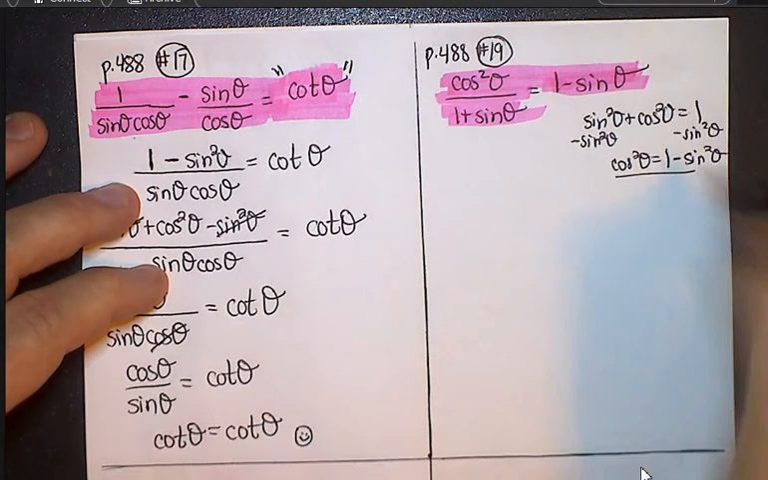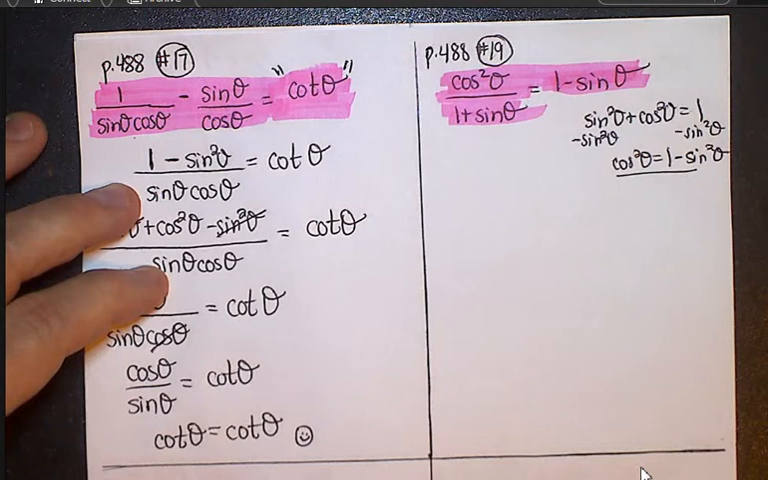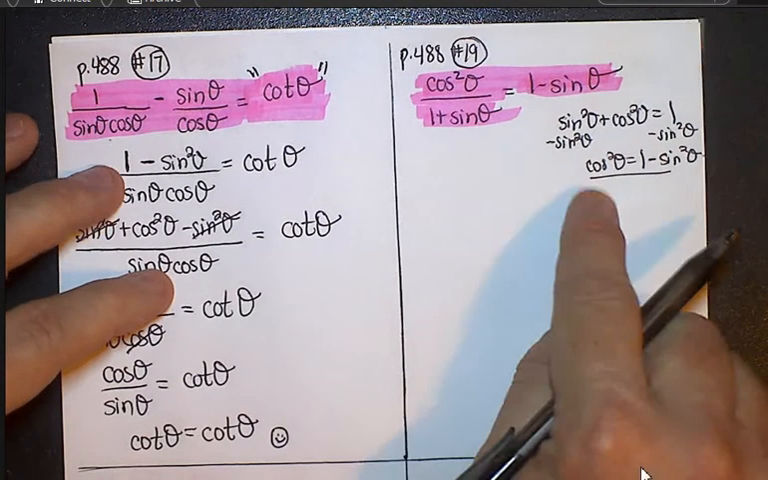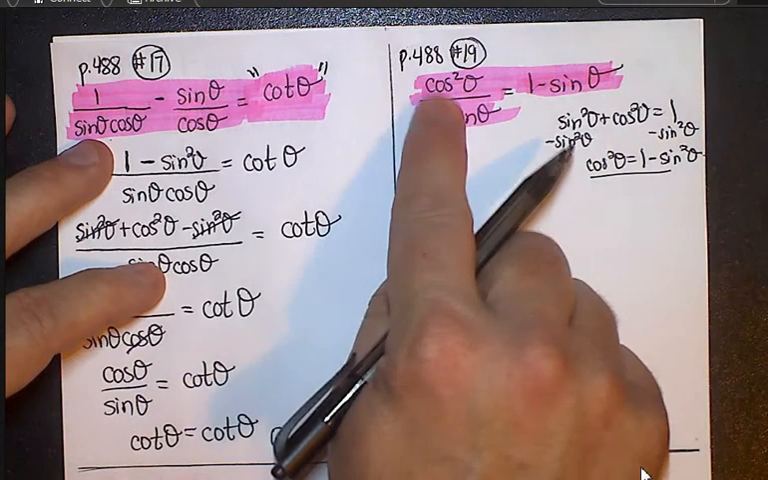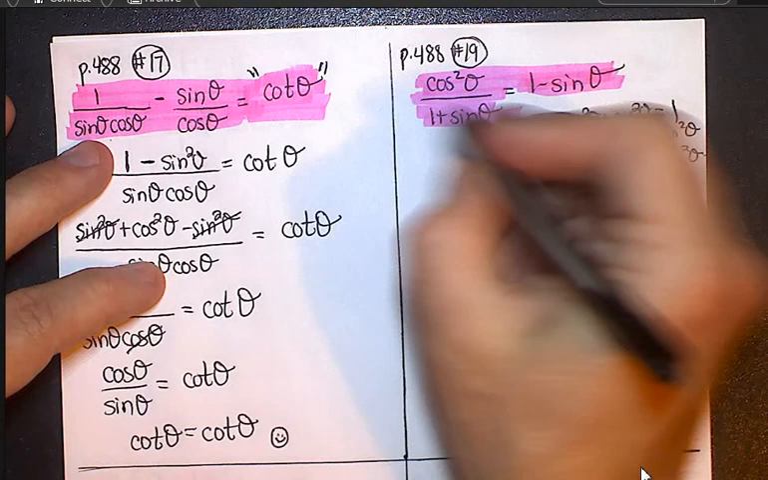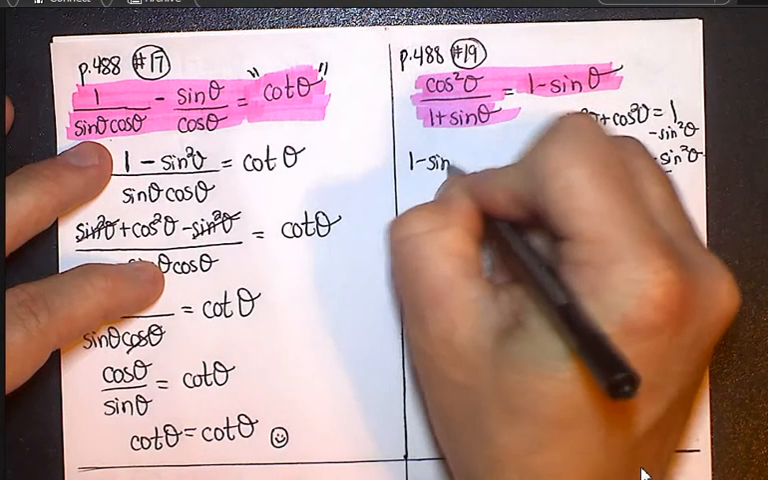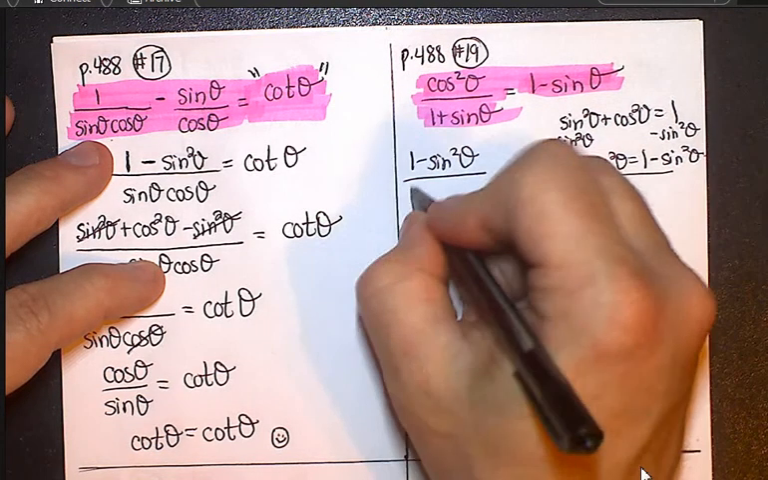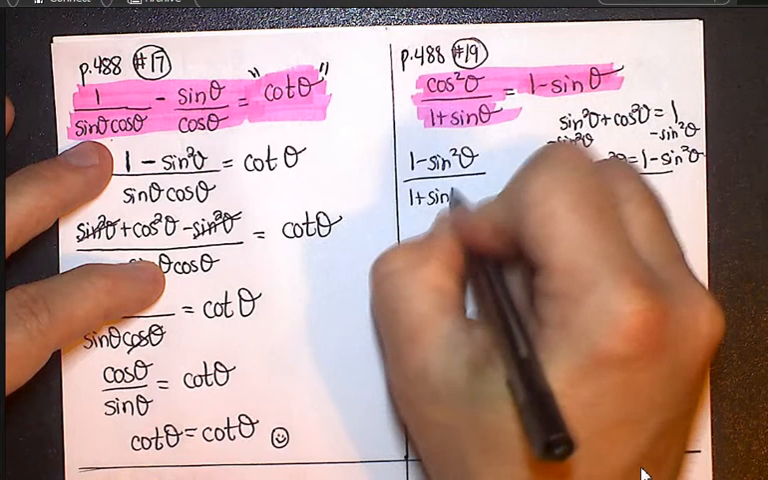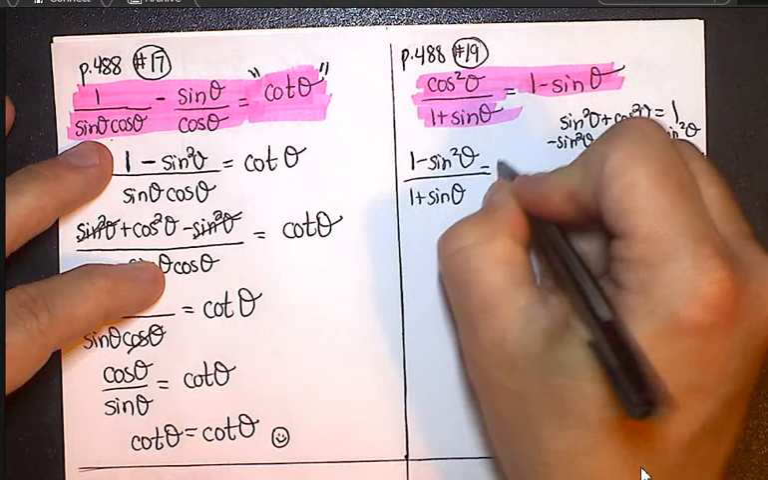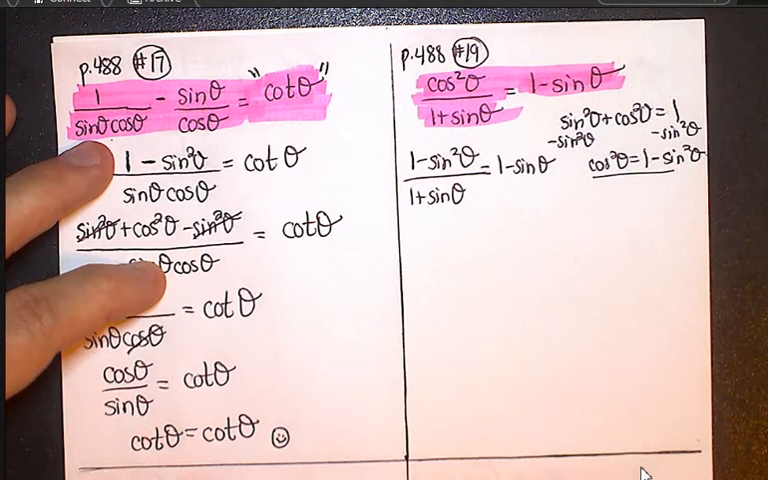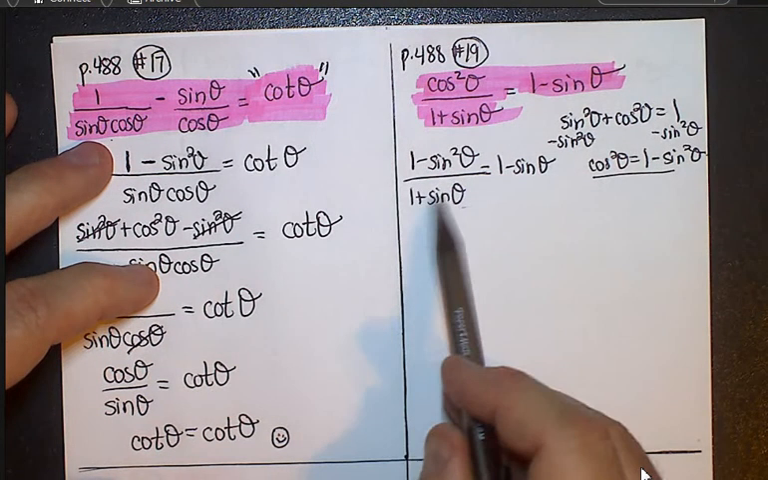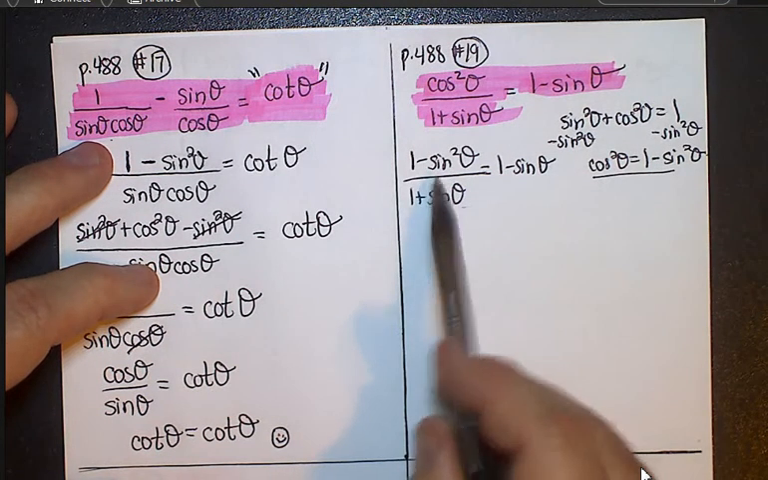I'm going to use that little piece right there to help me with the rest of this problem. So I'm going to take 1 minus sine squared theta and put it in for cosine squared theta. So here we go. 1 minus sine squared theta over 1 plus sine of theta is equal to 1 minus sine of theta. And then I can't cancel these things. They're attached to one another with plus or minus, so you can't cross cancel.